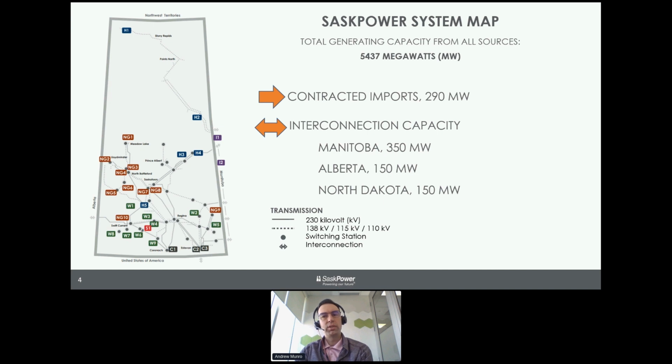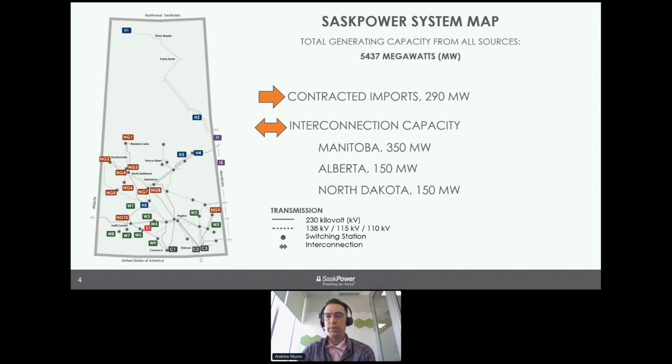Interties provide flexibility to import or export power to enhance our reliability and resiliency in response to conditions that can change rapidly in our system. For example, if there's an equipment failure at one of our power plants, or a storm event that damages power lines, we can leverage our interties to import power for a few hours or days to avoid or reduce the length of a power outage for our customers.